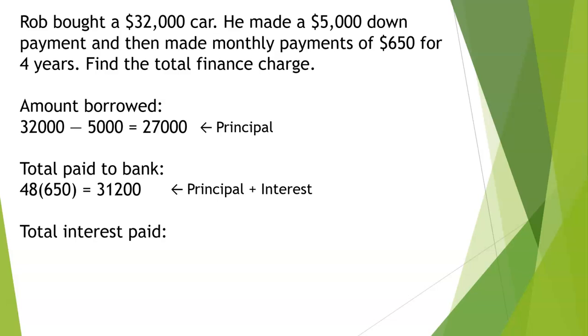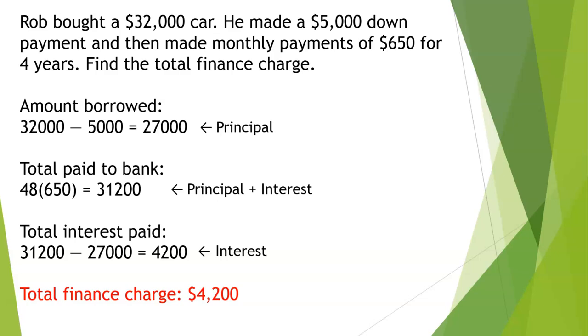$31,200 is principal plus interest, and we know that he borrowed $27,000 in principal. So to find the interest, we take $31,200 minus $27,000, which is $4,200 in interest. We're asked to find the finance charge, and we just found it, because finance charge and interest are the same thing. So the total finance charge is $4,200.